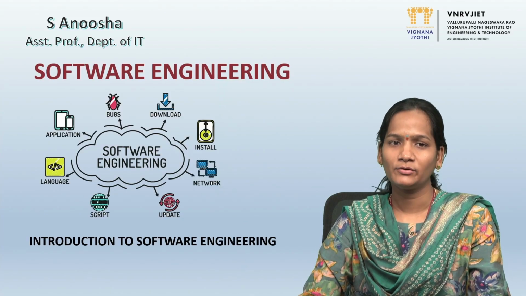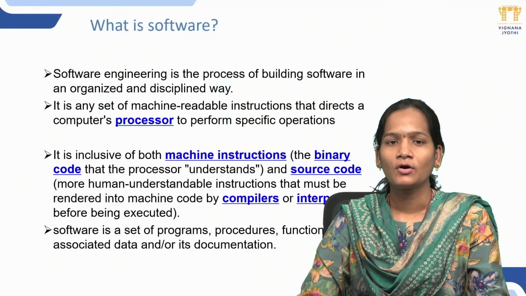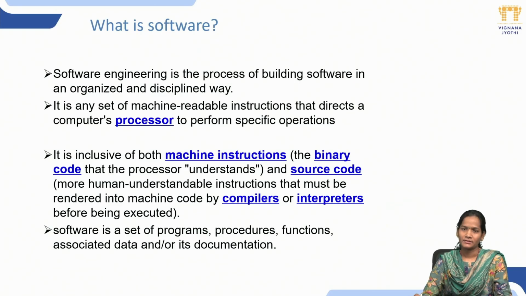Today, I'm going to explain the topic of software engineering, an introduction to software engineering. So, what is the meaning of software? Software is nothing but a set of instructions, as we know. But the instructions come under any machine languages, any machine instructions, source code. It all belongs to the combination of the software, right?